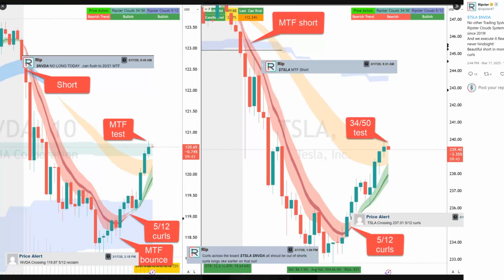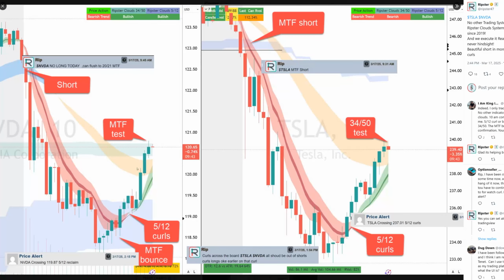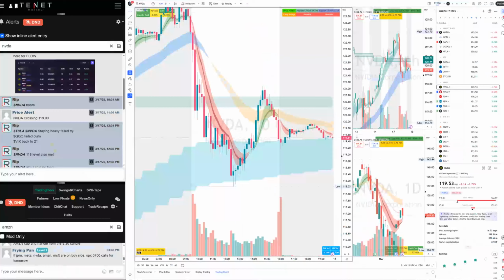So you can see that NVIDIA was short, no long, and Tesla was a short, bouncing here, 512 calls, MTF bounce, 512 calls, you long it. I told everybody should be out of all the shorts, call longs are okay. So repeatable system, another winner in the community.